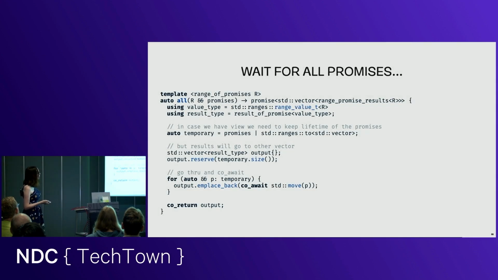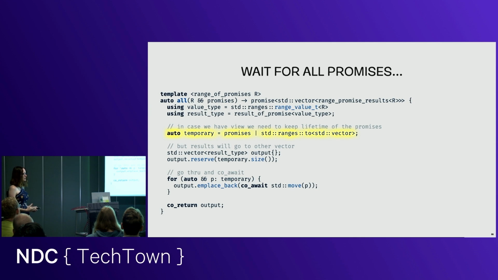You can have an all function, which will take a range of promises and return a promise of a vector of the results of the promises. So you can have multiple promises of the same type, wait for the download, and when it's finished, you can extract the value type. Sometimes it's useful when you're working with a range, which can be a view.